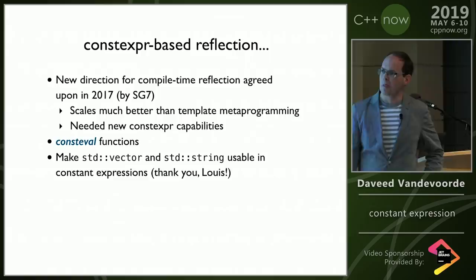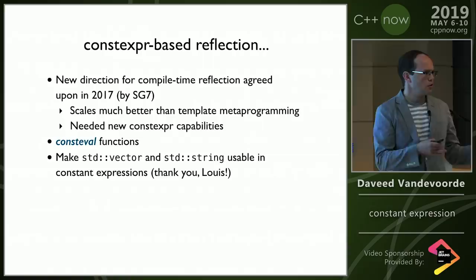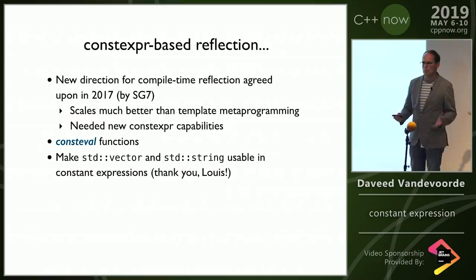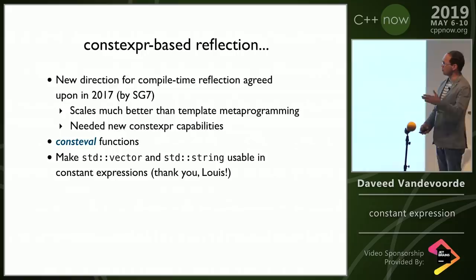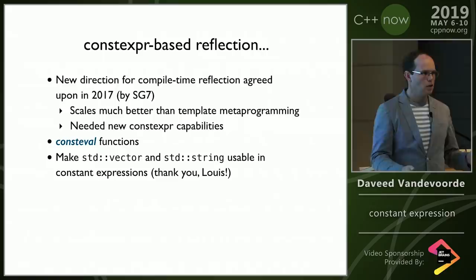We also wanted an API to transfer collections of things and names of things, right? Because if you ask for the non-static data members of a class, for example, you need a collection of reflections. I call a reflection one of those handles into the compiler. And so thanks to Louis, he did all the work of driving this. We're making vector and string usable in constant expressions. If everything goes well, we'll have that in C++20.